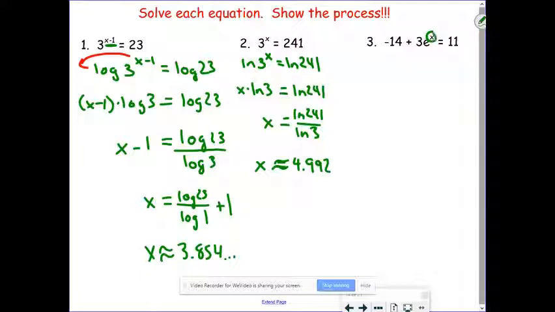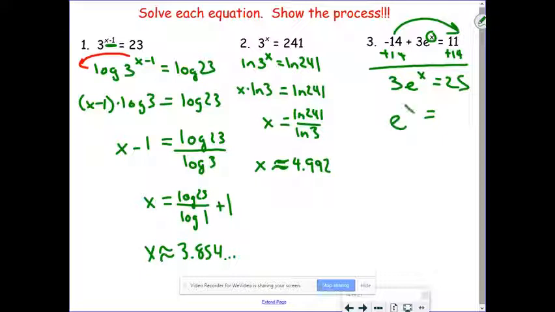In 3, the variable's there, so I have to do a little bit before I get the variable out of the exponent. That means I'm going to move the 14 over. It's minus 14, so I'm going to add 14. I'm going to divide by 3, so I get e to the x is 25 over 3.